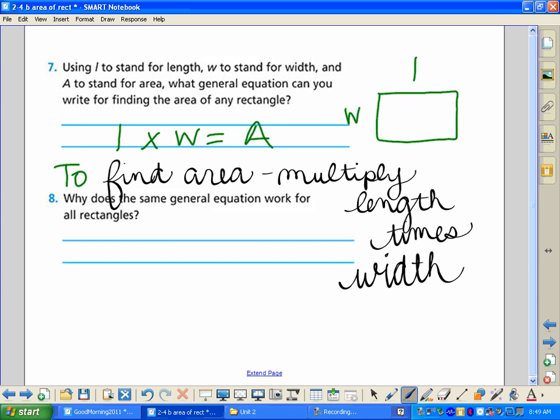We can measure that. We could find the area of my carpet to find how many square feet I have for my carpet. Yep. To find area, multiply length times width.